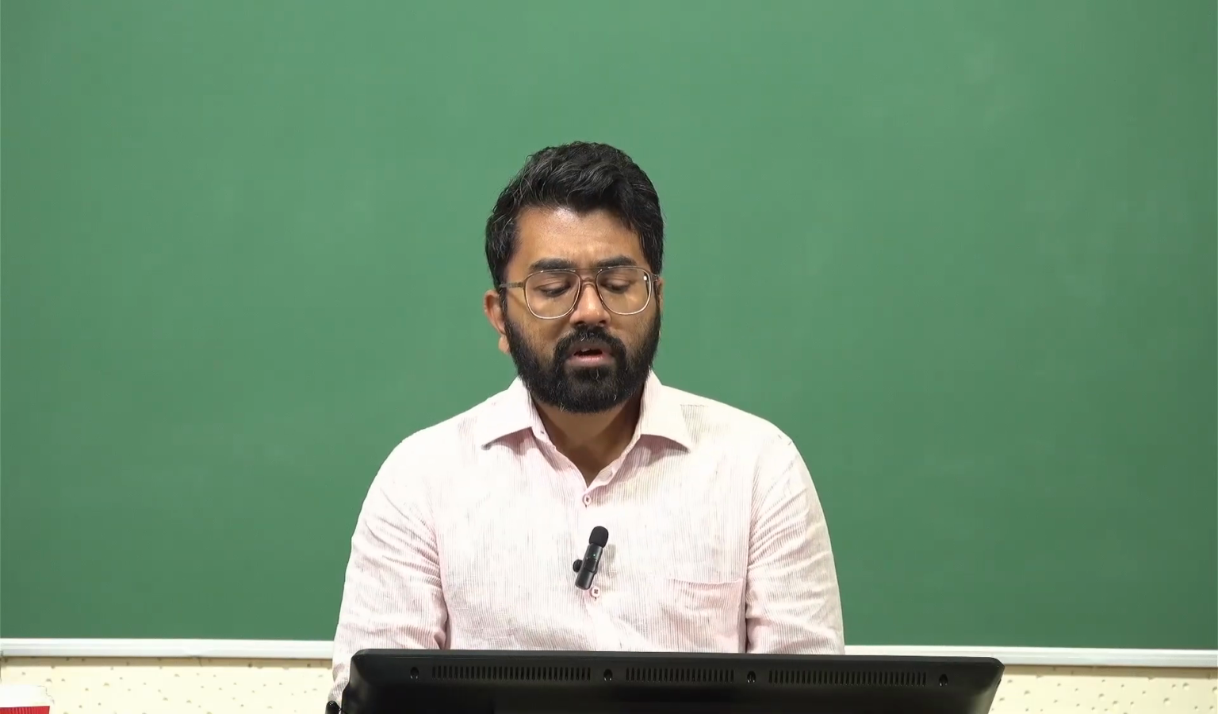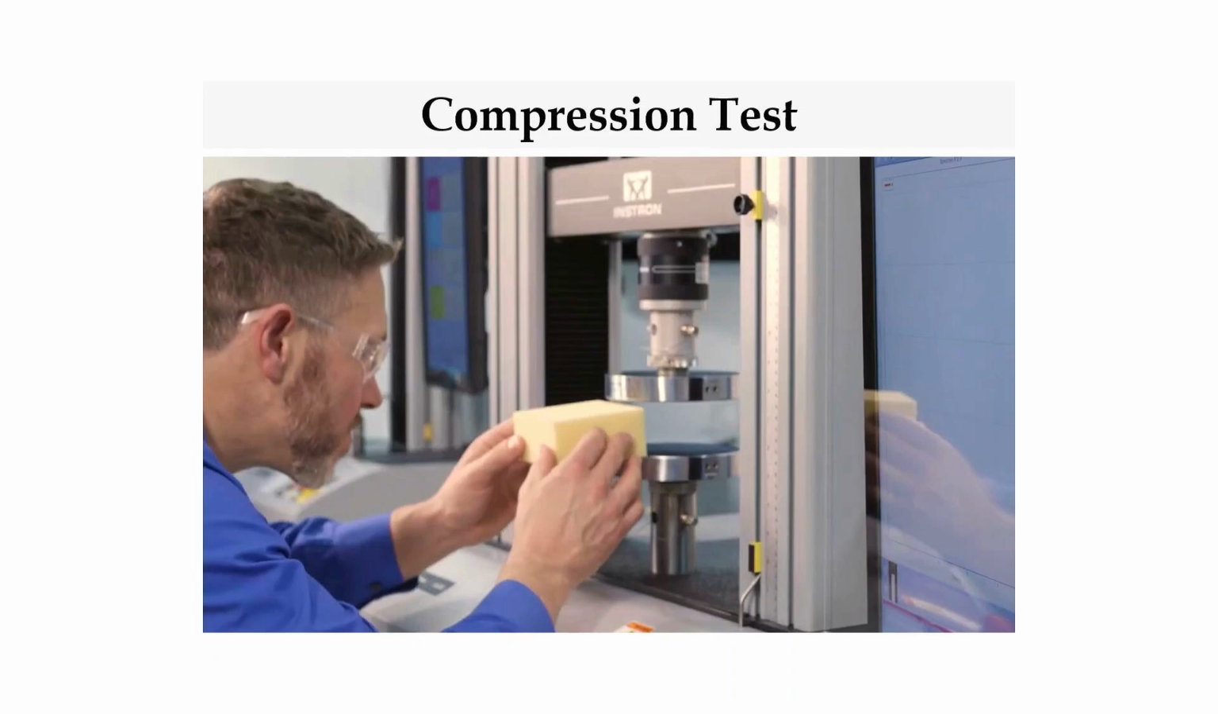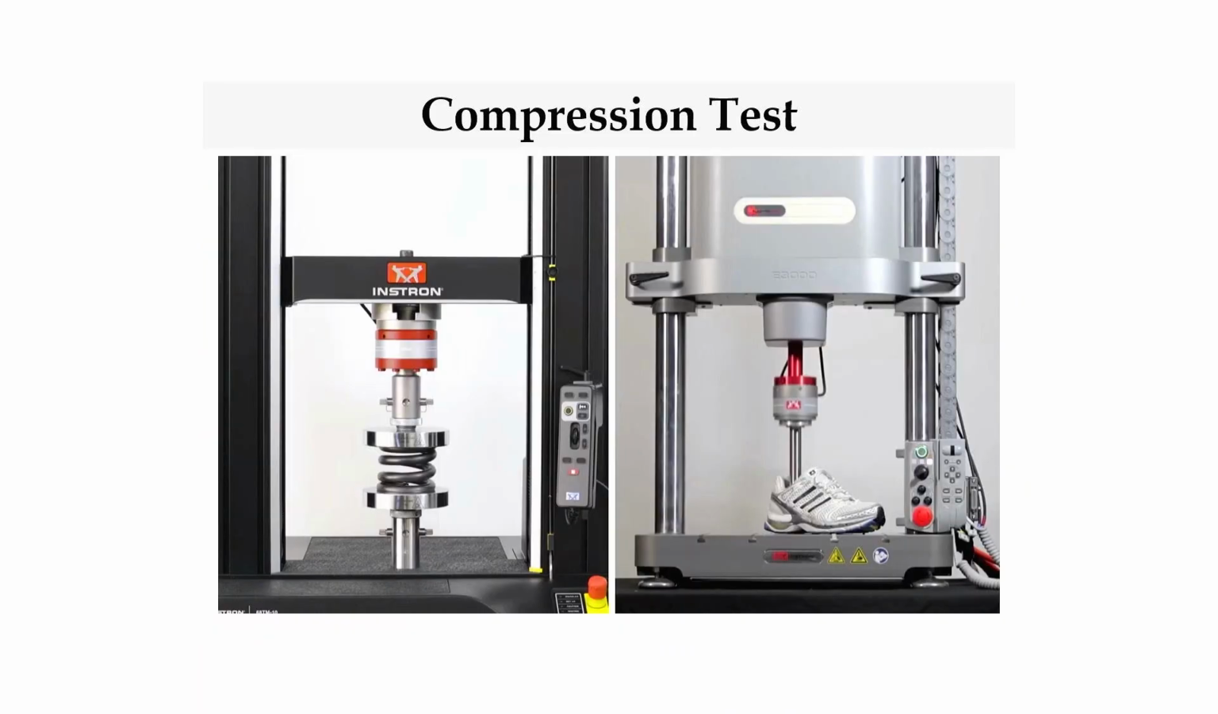This is an example of a compression test where this person is basically trying to put a specimen. It's a soft foam which is similar to a tissue material. It is placed between two completely flat clamps, and that is going to give him quite a bit of good information in terms of stress versus strain, right? This is another example of compression test using the Instron machine which I was just referring to.